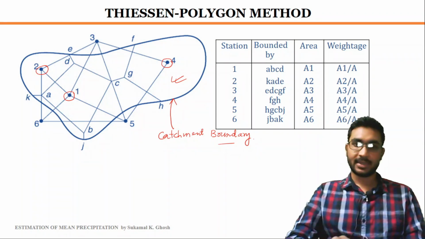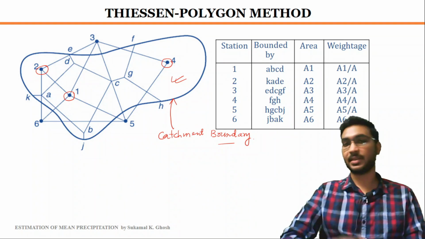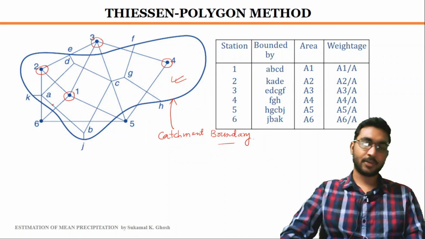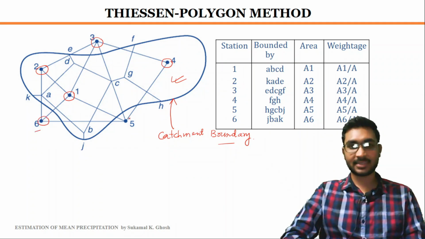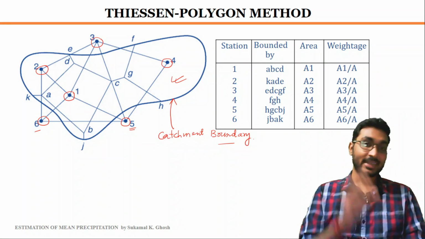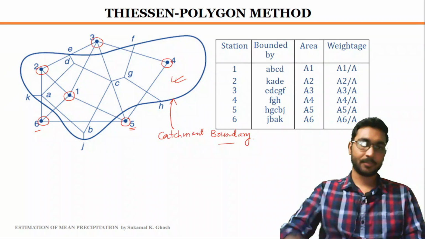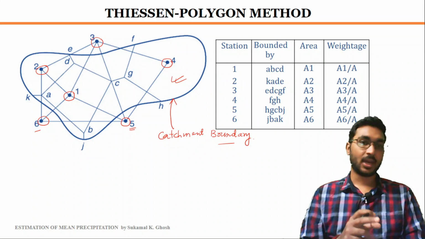Apart from that, there are also 3 rain gauge stations which are very near to this catchment area. These are this rain gauge station which is denoted by number 3, this one denoted by number 6, and this rain gauge station denoted by number 5. Now you may also observe that each rain gauge station is bounded by a polygon, and this bounded area is the weighted area of each rain gauge station.